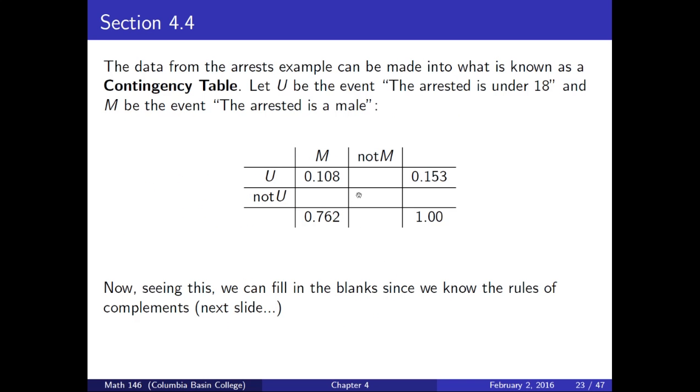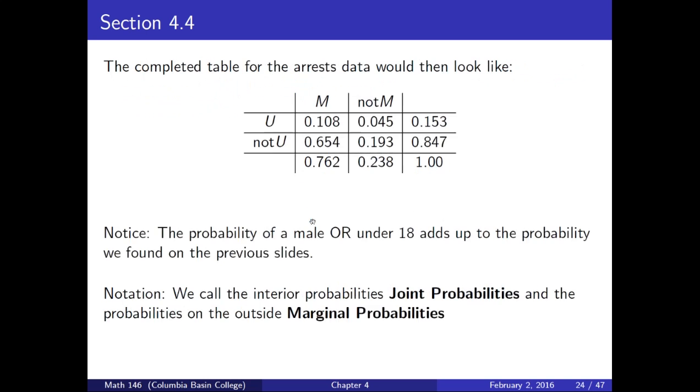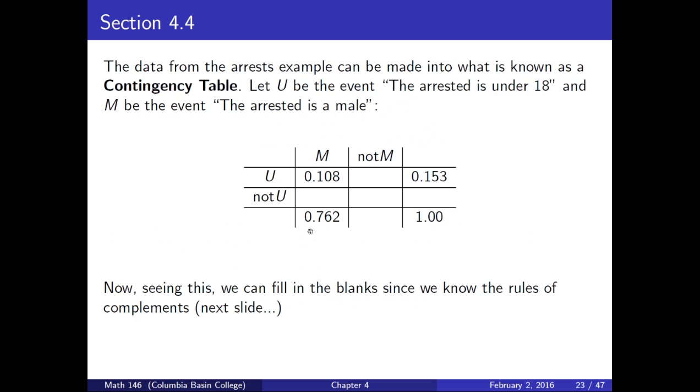Now, with the data from arrests, we could also use what's known as a contingency table to solve this problem. In a contingency table, we look at two events and put them into a little 2x2 table. In this column are all the males, in this column are all the non-males. Here are all the underage arrests, and here are all the not underage. Down here at the bottom, we can see that males have a 76.2% chance overall, being underage is 15.3%, and being male and underage, where they intersect, is 10.8%.